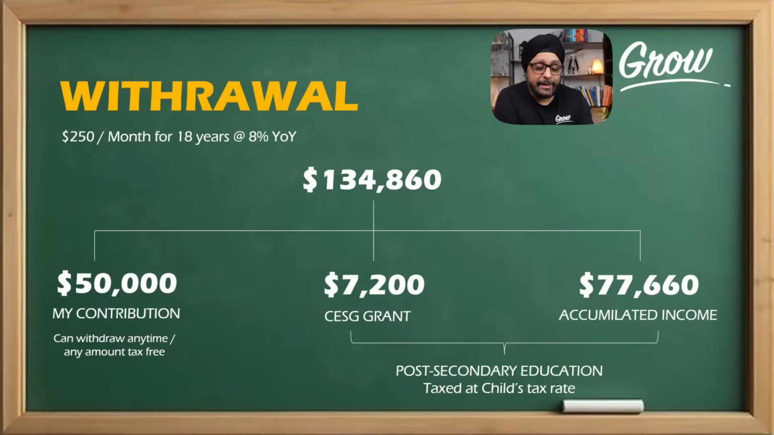Now, in order to take this money out, you have to produce a proof of enrollment. That's very important. And it can be used for tuition fees. It can be used for lodging. It can be used for, like, living expenses. If you're moving from, let's say, Canada to US, it can be used for relocation, transportation, whatever, right?